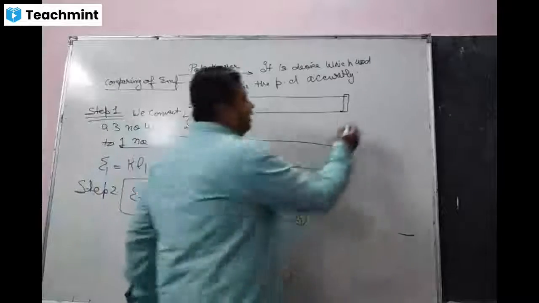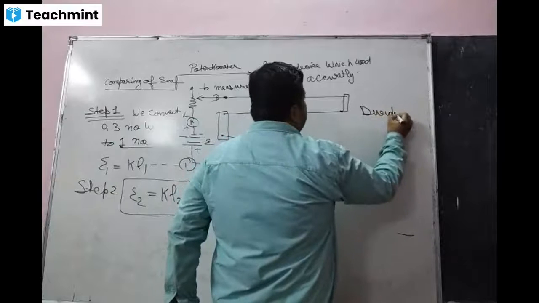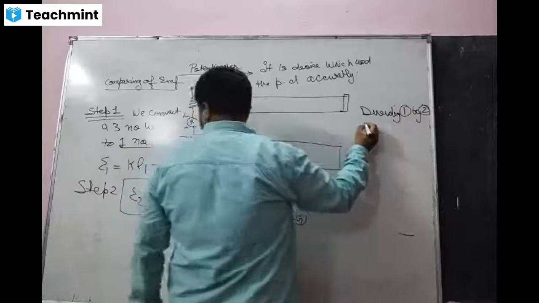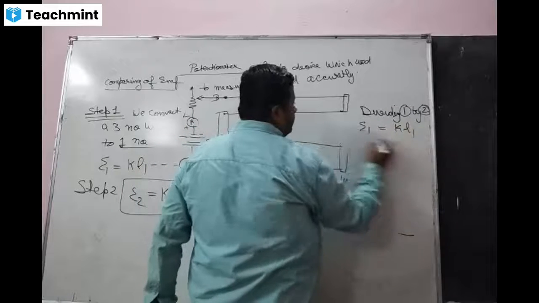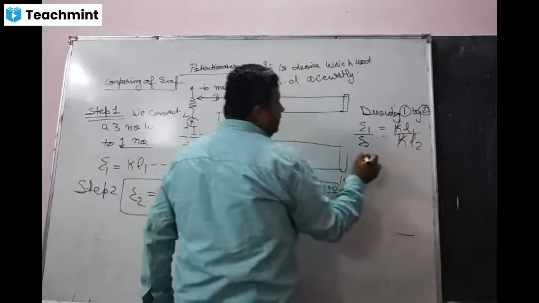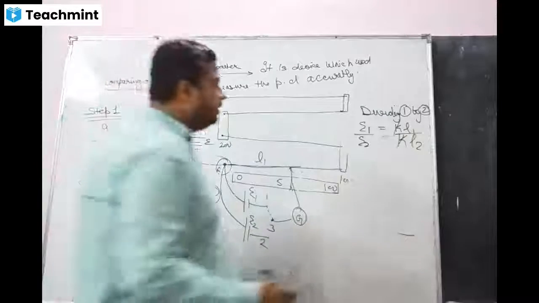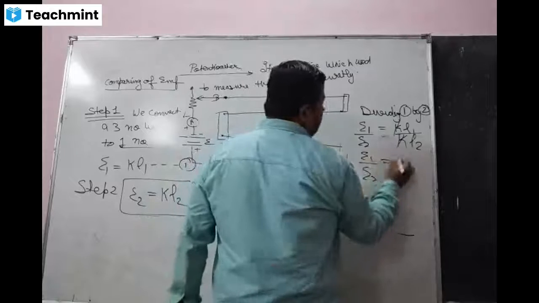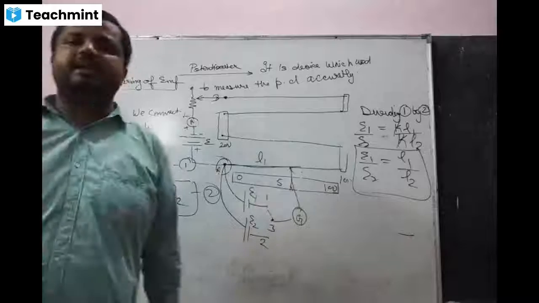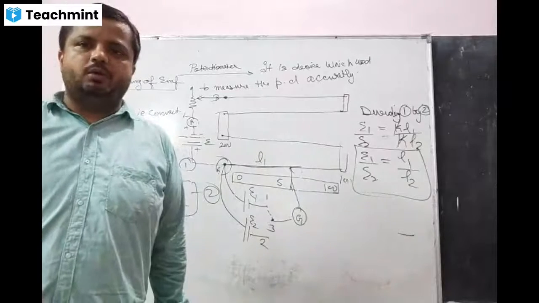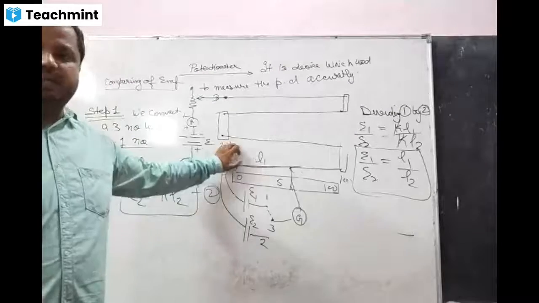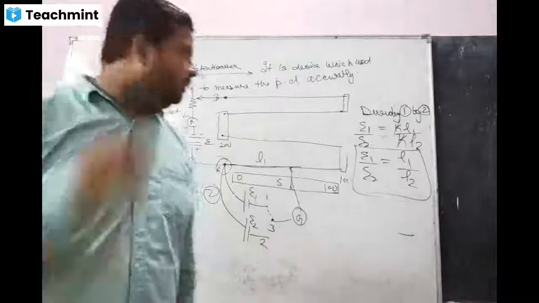Dividing the first equation by the second, we get E1 by E2 equals KL1 by KL2. K cancels with K. Then the value is E1 by E2 equals L1 by L2. This is the comparing of two EMFs. These are the applications. First we described the potentiometer and second we described the equation.